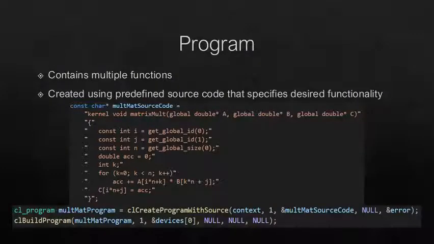The program contains the instructions for the required task. This can contain multiple functions and require inputs. The example shown defines the matrix multiplication operation and requires 3 inputs. The program creation uses the string as the source code input. However, this could also be achieved by reading from a text file. The program is created from the source code before being built with an extracted device.